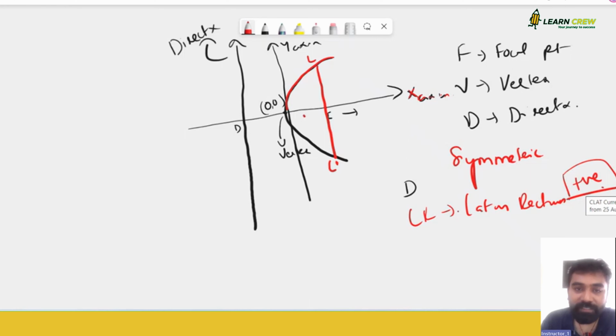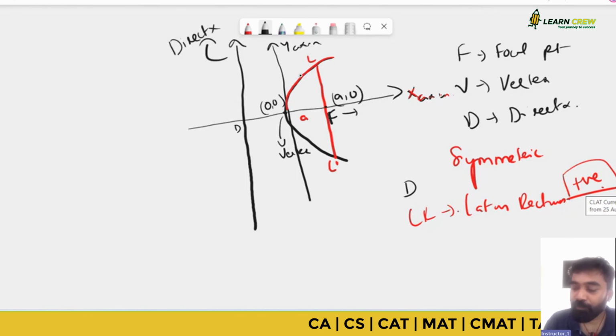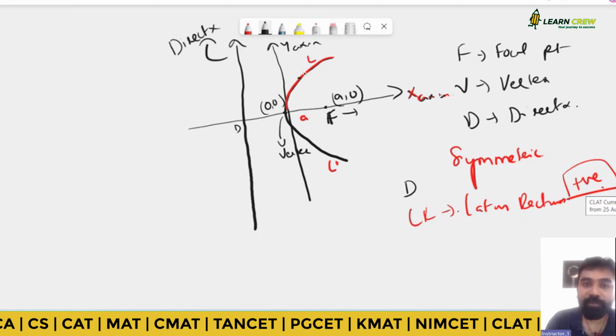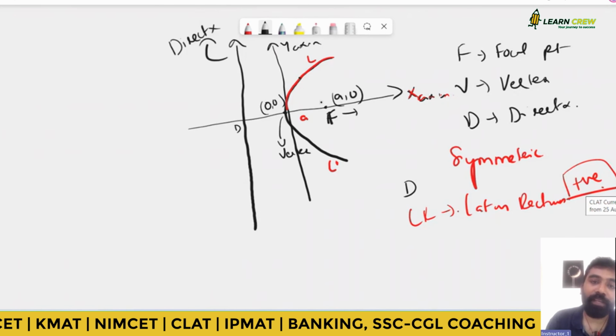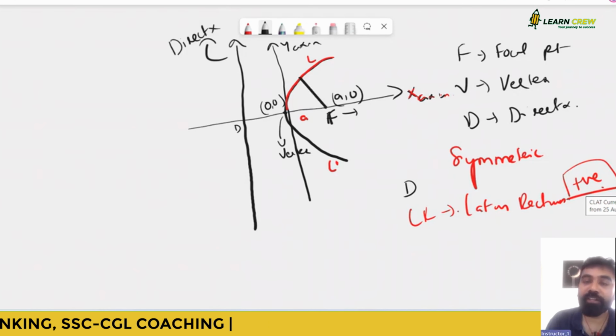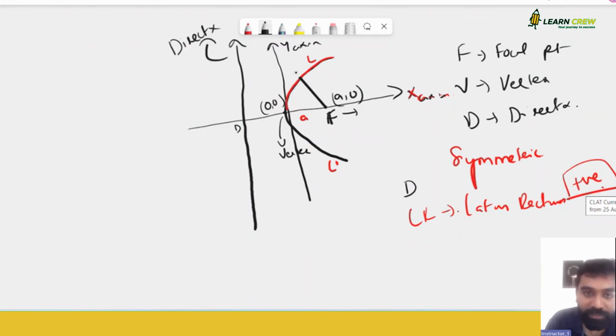So if the distance from the vertex to the focal point is A, then the focal point is nothing but A, 0. Since the vertex is 0, 0, the focal point is going to be A, 0. And if there are multiple points taken on the parabola, for example a point Z, the distance from the focal point to this point and the distance between the directrix and this point is always going to be equal.